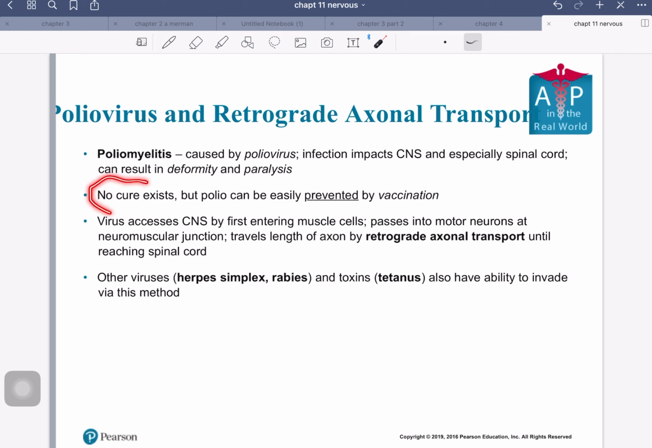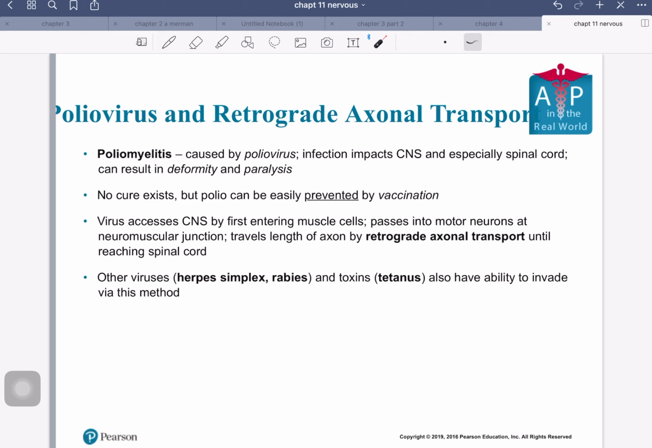Now, no cure exists, but polio can easily be prevented by vaccination. What happens is the virus accesses the central nervous system by entering cells. It could be a muscle cell, etc. And it passes into the motor neurons at the neuromuscular junction. It travels the length of the axon by retrograde transport until it reaches the spinal cord. And there, once it enters cell bodies, it can start the division process and viral replication.